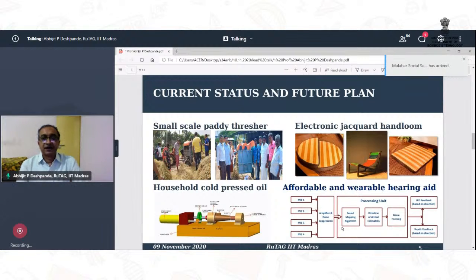Electronic jacquard handloom: the status is that we already have a common facility center, but diversification in terms of using some of these complicated patterns for product diversification is going on. And the affordable and wearable hearing aid, as I mentioned, is still at R&D stage. Next slide, please.